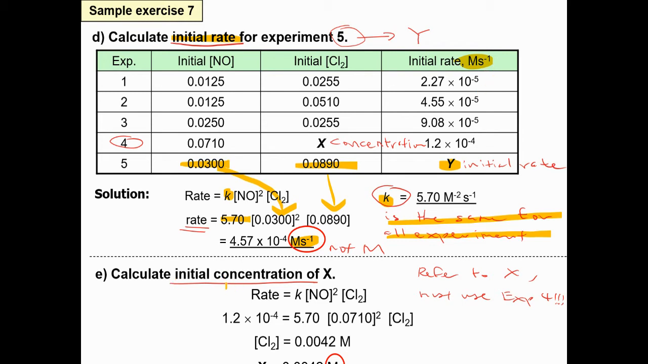Another one, we can also calculate the initial concentration, for example x. It's the same thing. Look at experiment number 4. Substitute all the information, and remember x is the concentration, so it must have a unit.